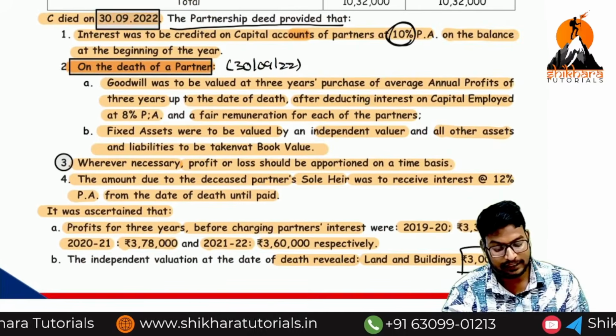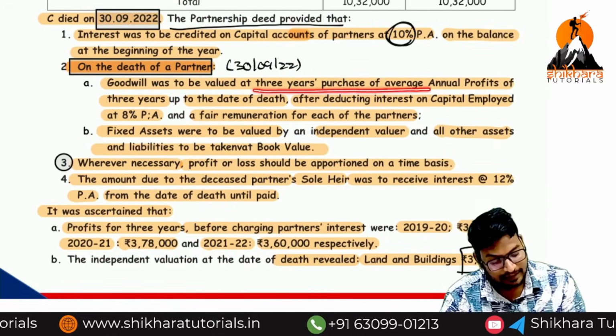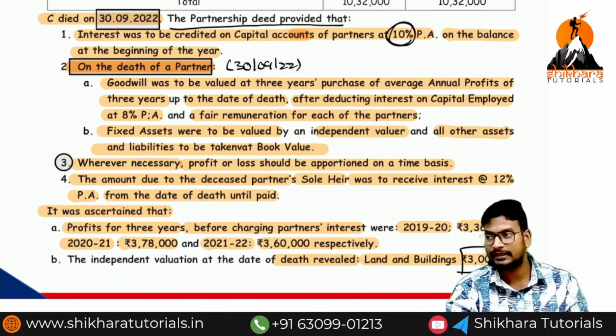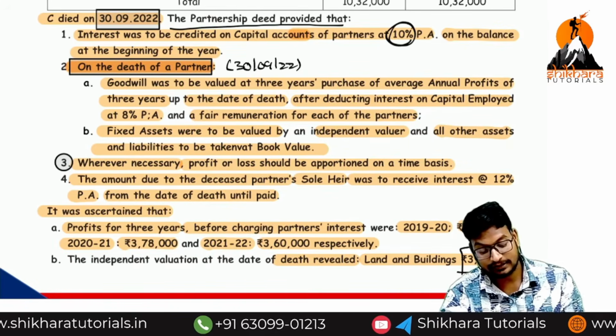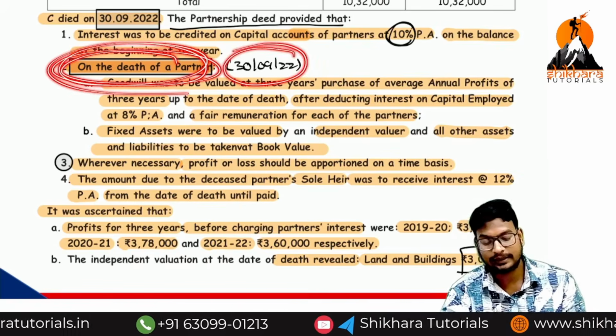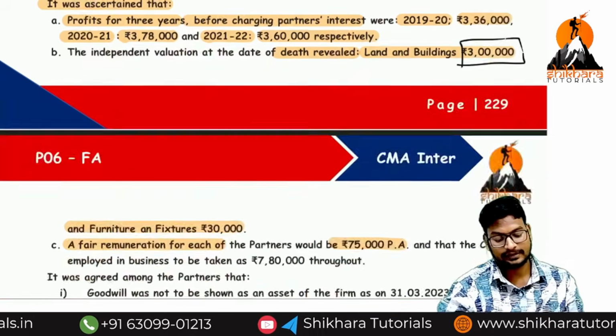And what have they given, amma? Goodwill should be valued at 3 years purchase of average annual profits of 3 years. That means number of years of purchase is how much? 3 years. Average profits of how many years? 3 years. But here they have mentioned that goodwill should be valued on the date of 30th September 2022. This is the special point I will explain. Is there any doubts up to here?